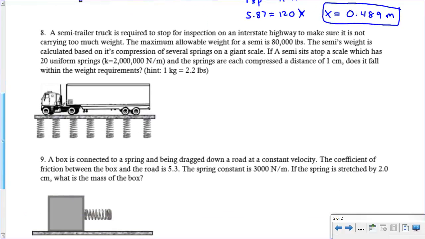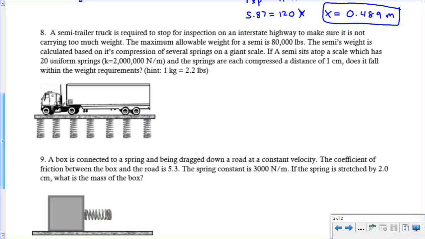This next one says a semi-trailer truck is required to stop for inspection on an interstate highway to make sure it's not carrying too much weight. The maximum allowable weight on a semi is 80,000 pounds. The semi's weight is calculated based on its compression of several springs on a giant scale. If a semi is atop a scale which has 20 uniform springs, k equals 2 million newtons per meter, and the springs are compressed by a distance of 1 centimeter, does it fall within the weight requirements?